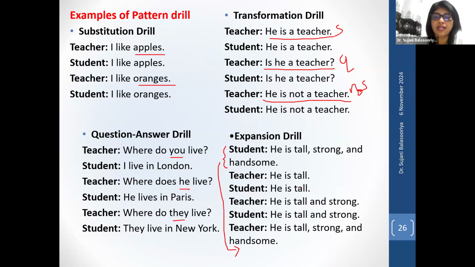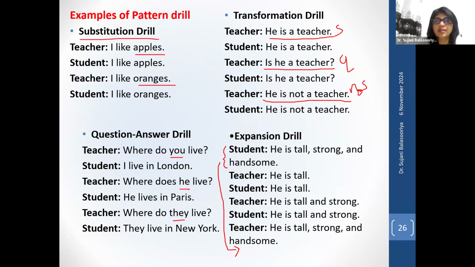Simply repeating after that. Then what does the teacher do in the next utterance? He is tall and strong. The teacher expands the sentence by adding another adjective. Then the student repeats after that. Then the third level, he is tall, strong and handsome. Expanding more and more by adding more adjectives. Then the student repeats after that. He is tall, strong and handsome, like this.